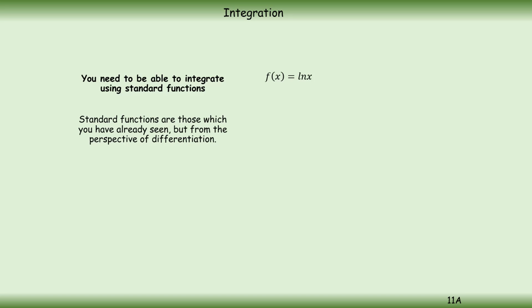So here's another function we can look at, log of x. So f of x is equal to log of x. Now, if we were to differentiate f of x, so f dash of x, we get 1 over x, which you're familiar with. Now we can reverse this process. So if f of x is equal to 1 over x, and we wanted to integrate f of x, so the integral of 1 over x with respect to x, we get log of x.